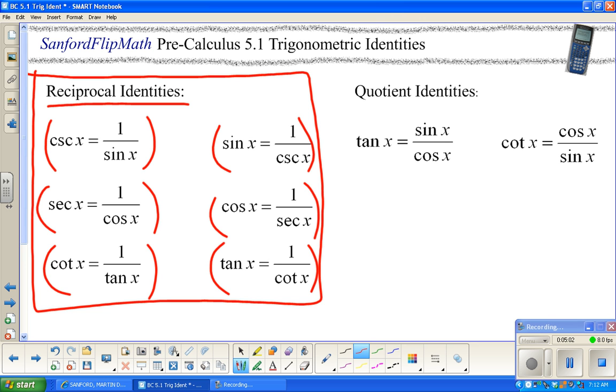Now, you already know from the unit circle that tangent is y over x. You also know that y is sine and x is cosine.